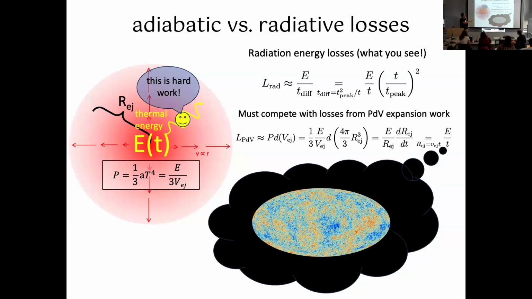And it must compete with PdV expansion losses. That's just the pressure of the ejecta, which, because it's radiation dominated, is just its energy divided by volume, times 1/3. So PdV is basically P dV, and I put in my volume and do this derivative. I get dr/dt, which is just the velocity, which cancels. And anyways, I see that my PdV loss term is just the energy divided by time. So both of these are competing for the thermal energy of the ejecta.